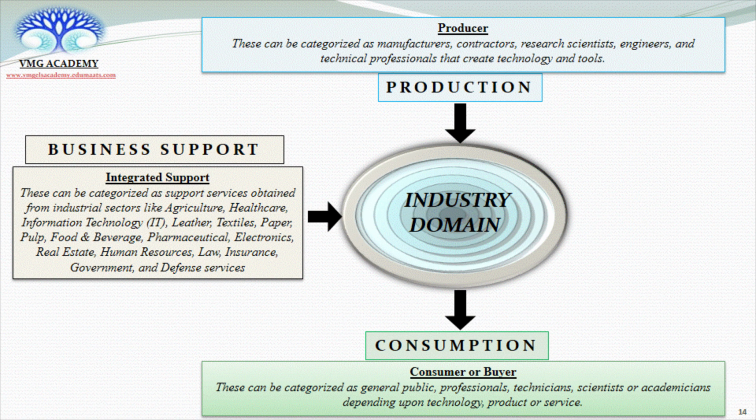Given any industrial domain, there are three prime areas of concern. First, production. Second, consumption. And third, business support. Production is a mechanism by which technology, products, and services are created. The creator is the producer. That can be categorized as technical professionals such as manufacturers, contractors, engineers, and research scientists.